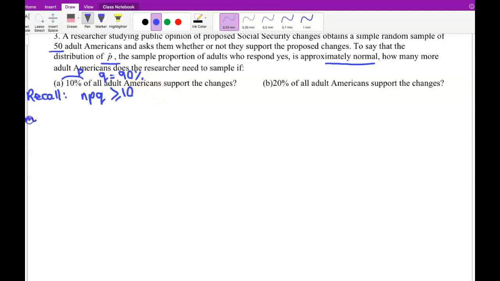And the sample size must be less than or equal to 5% of the population size. Obviously that's correct because we have a sample size of 50 and a large population, so 50 is less than or equal to 5% of the population.